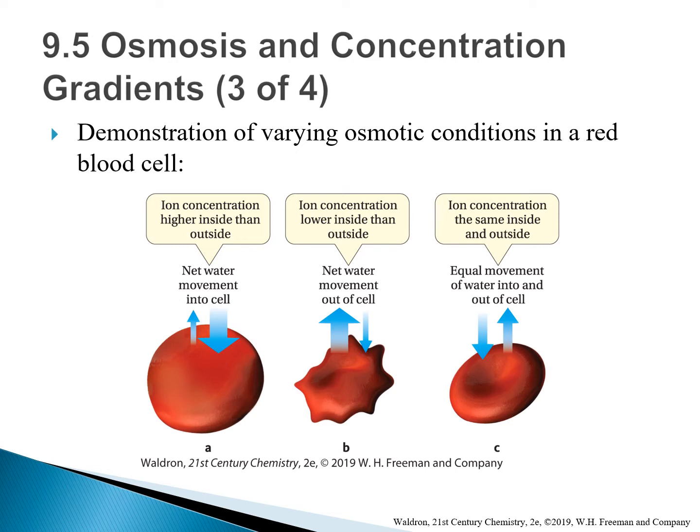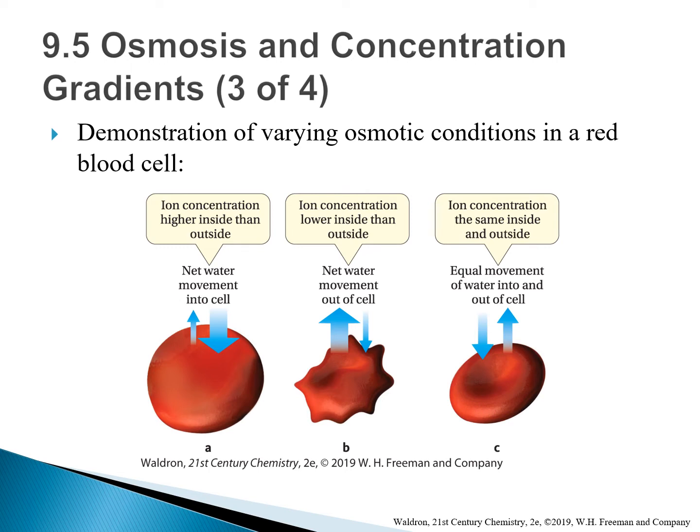Figure A shows a red blood cell under various osmotic conditions. Initially, the concentration of ions inside is greater than the concentration of ions outside. In this case, water travels from outside to inside, and the cell swells. It is possible for a cell to burst under these conditions.